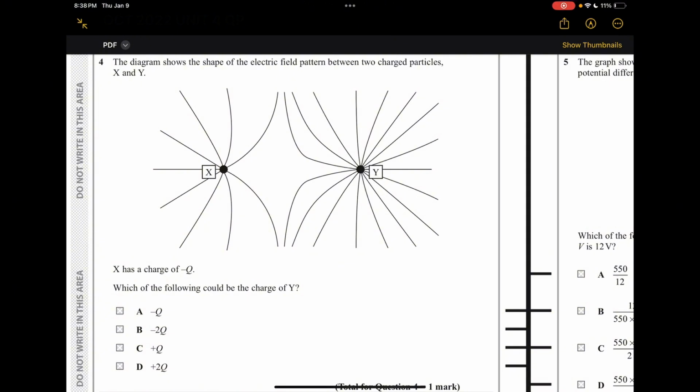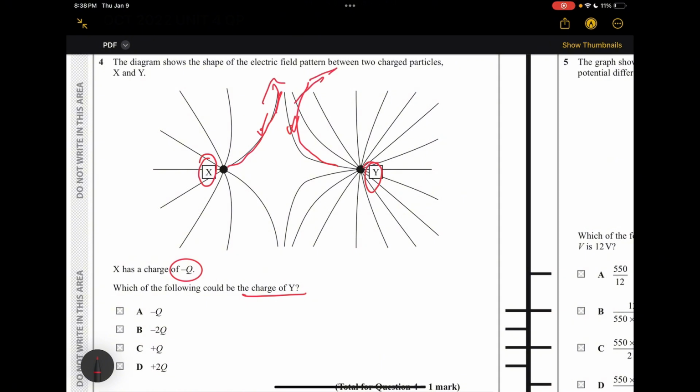Okay, so in the question number 4, they have said the diagram shows the shape of the electric field pattern between two charged particles X and Y. X has a charge of minus Q. So they have asked what is the charge of Y. Now here we can see that both the electric fields of X and Y have diverged. They have moved in these directions. They have diverged.